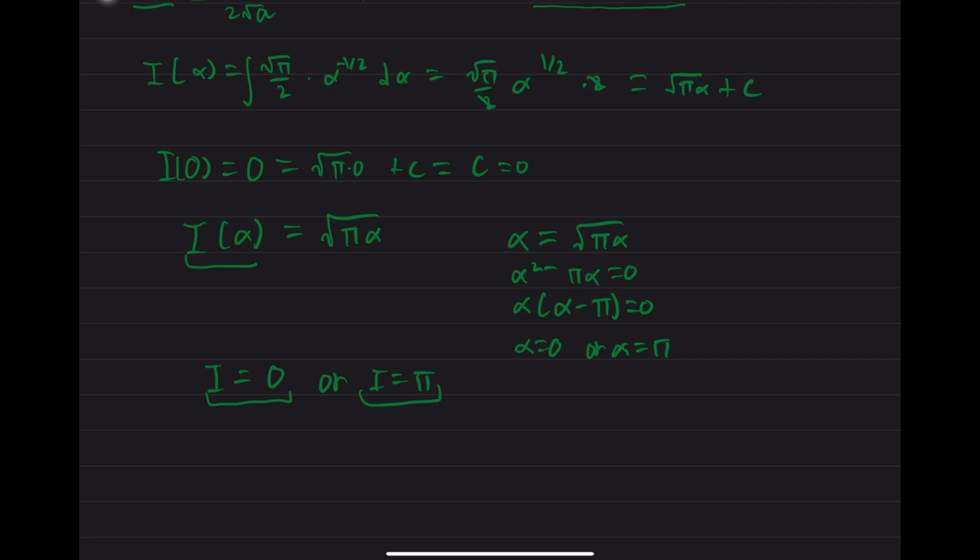So I equals 0 is an extraneous solution. It's not one that we need. So this is our actual answer: I is equal to pi.